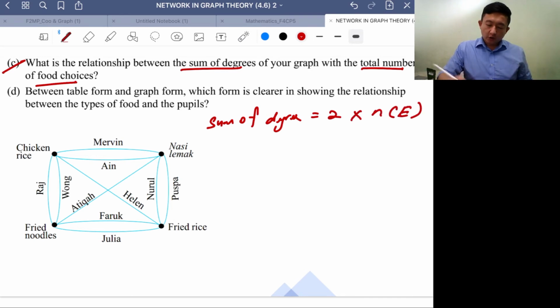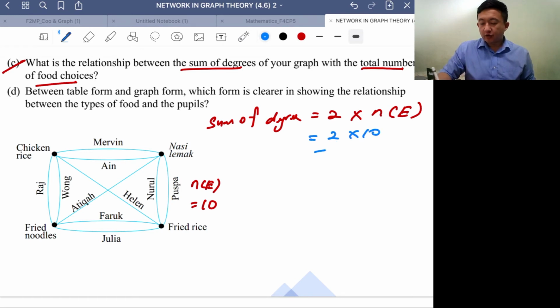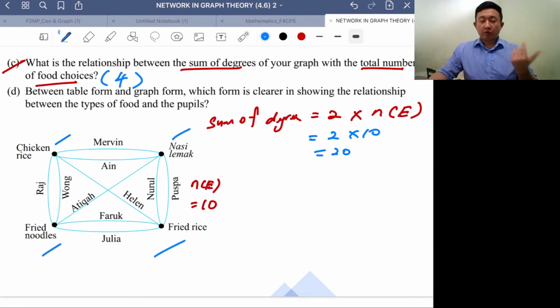When you have a look at the graph here, what is the number of edges here? You have 10. So you have 2 multiplied by 10 and you have 20. So sum of degree equals 20. Okay, how about food choices? How many food choices do we have? You have chicken rice, nasi lemak, fried noodle and fried rice. So you have 4 food choices. The relationship between 20 and 4, because sum of degree is 20, food choices is 4. How can you relate them?